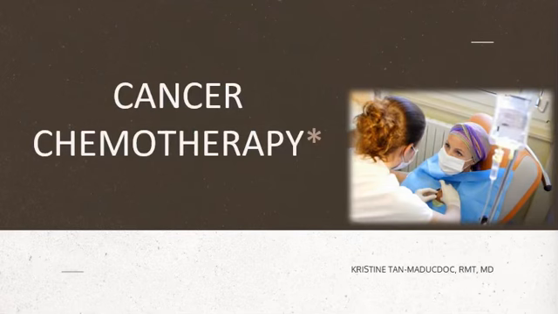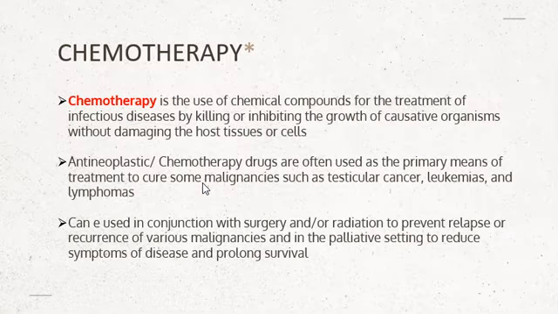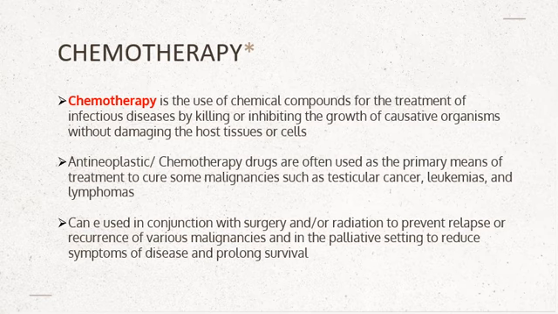Okay, so for your cancer chemotherapy, syempre these are drugs that are used for cancer patients. And so when you say chemotherapy, this is the use of the different chemical compounds for the treatment of infectious diseases by killing or inhibiting the growth of the organism without damaging the host tissues or cells. So your chemo drugs or your anti-neoplastic drugs are often used as the primary means for the treatment to cure some of your malignancies like your testicular cancer, leukemias, and lymphomas.